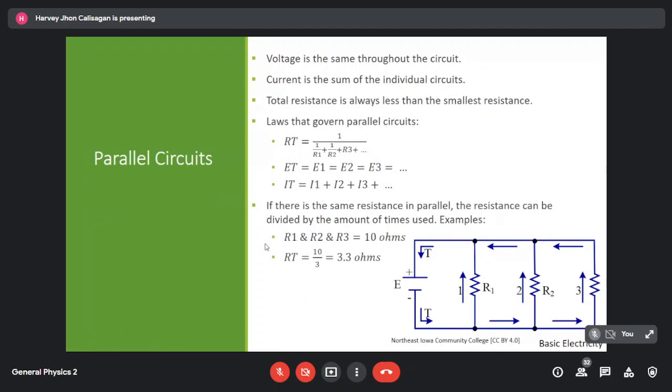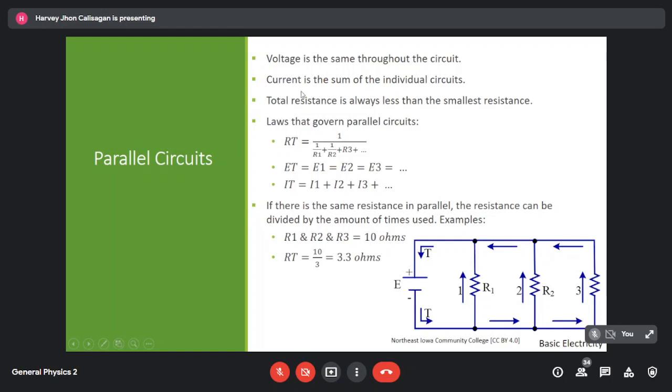How about the parallel? The parallel is the opposite of the series circuit. Okay? For the parallel circuit, the voltage is the same throughout the circuit. So, same source. And then the current is the sum of the individual currents. So, for the resistance, the total resistance is always less than the smallest resistance. So, try to look at this picture. This picture will tell us that there are also laws that govern the parallel circuits.